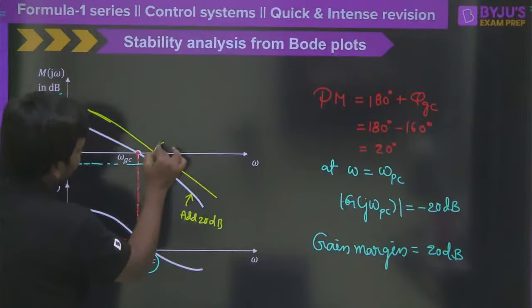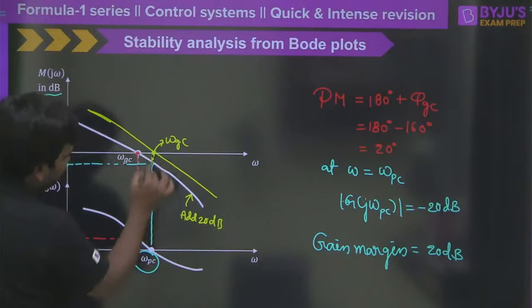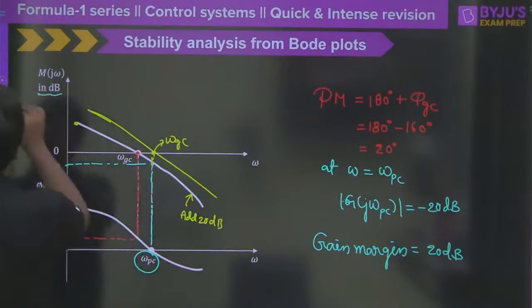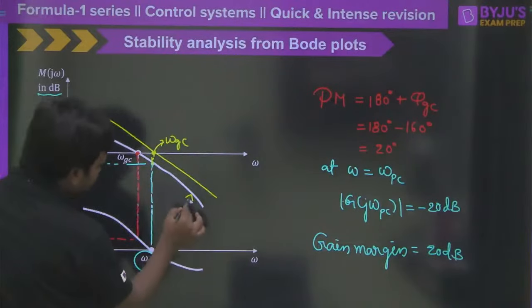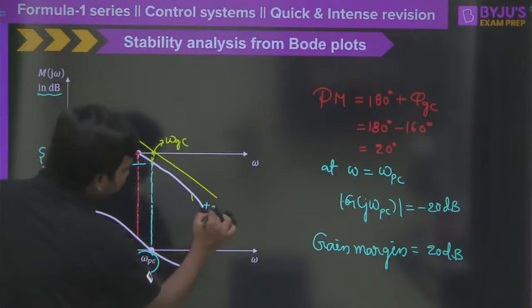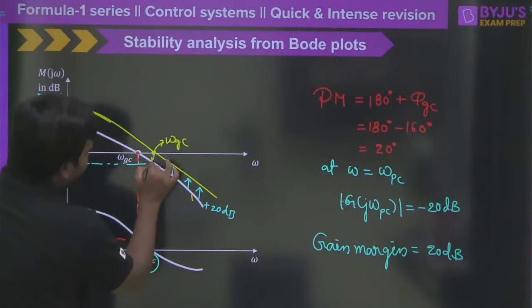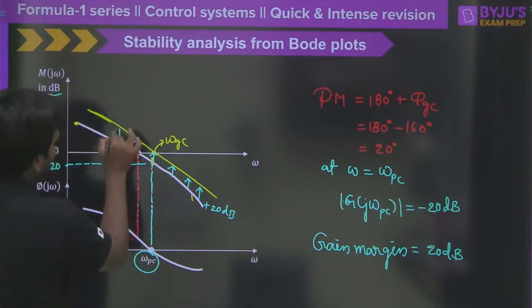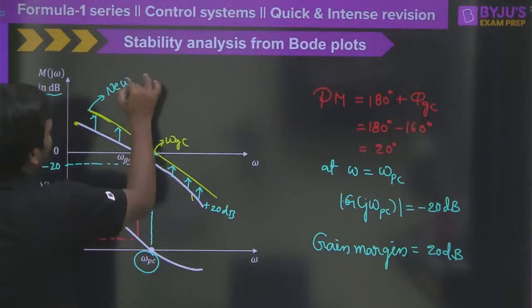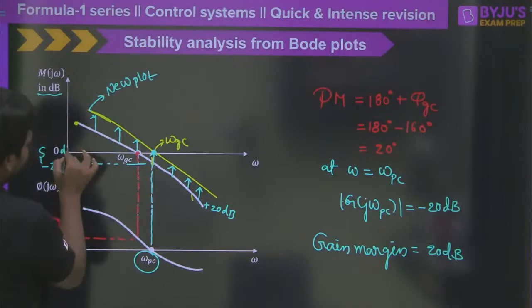So then this is going to become omega GC. Clear? Now you see, at exactly omega GC, that means if you add 20 dB to this line, so one second, let me write it down like this. For this white color magnitude plot, if you add 20 dB, what will happen? Each and every point will rise like this, correct? So the new plot is this. After the addition, the new plot will cut 0 dB here, at omega GC.